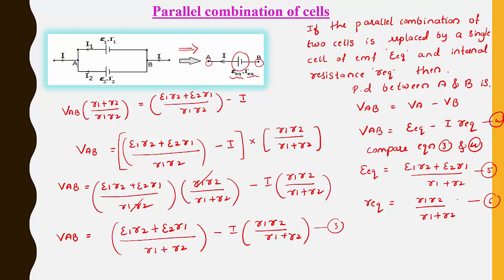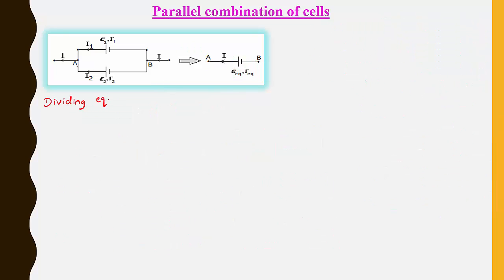Equation 5 is E_EQ equal to (E1 R2 plus E2 R1) divided by (R1 plus R2), and R_EQ equal to R1 R2 divided by (R1 plus R2). Is it clear up to equation 5 and 6? Now dividing equation 5 by equation 6.